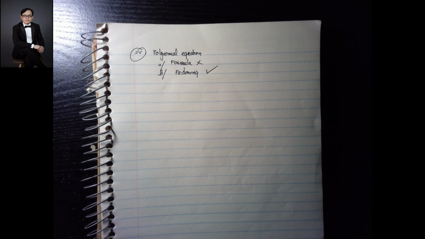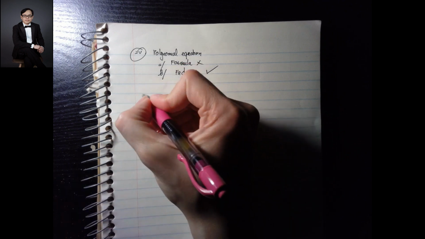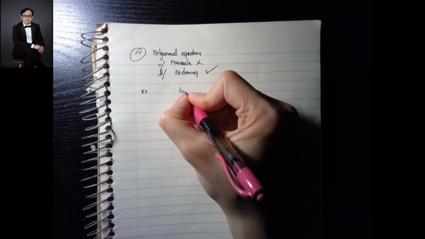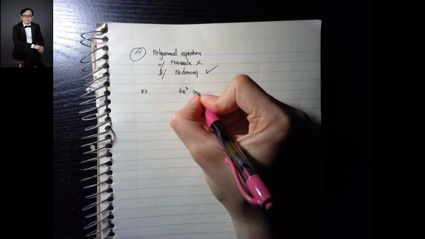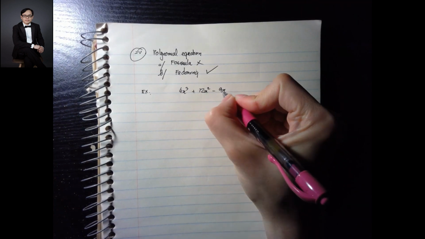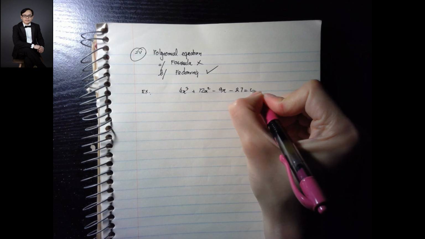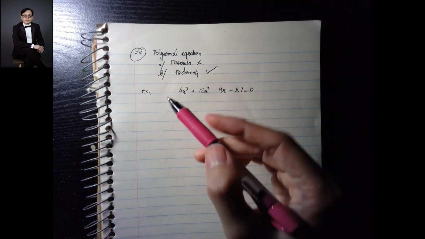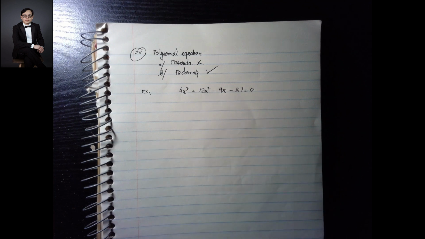Okay, let's go through an example. I want to solve a third degree polynomial: 4x cubed plus 12x squared minus 9x minus 27 equals 0. This is a third degree polynomial because the highest degree is 3. And again, we're going to use factoring.